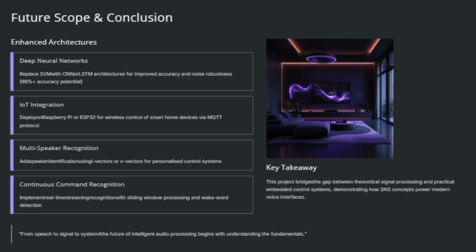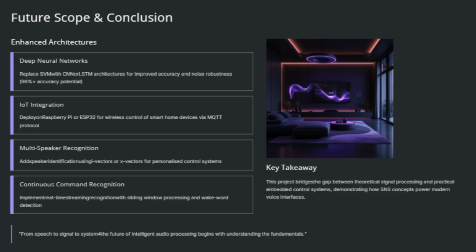In conclusion, this project successfully connects signal theory, system modeling, and machine learning into one integrated setup. It demonstrates how speech, a complex analog signal, can be analyzed, modeled, and controlled using digital systems. Through this work, we applied several key SNS concepts such as signal representation, filtering, transformation, feature extraction, and system response analysis. In real time, the system recognizes multiple commands with high accuracy and minimal delay, showing both stability and responsiveness.